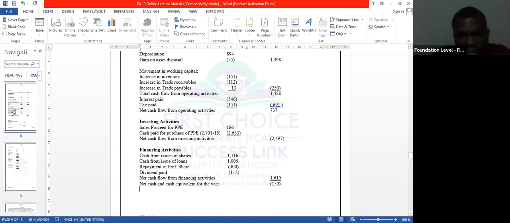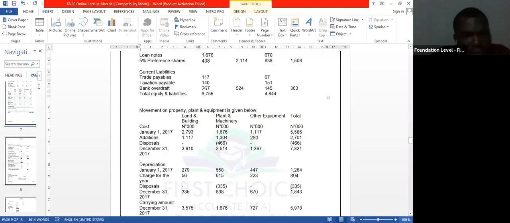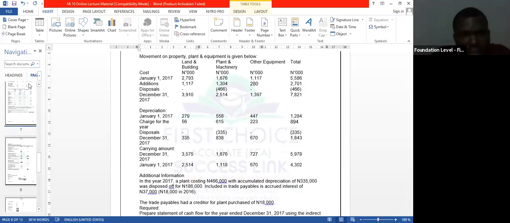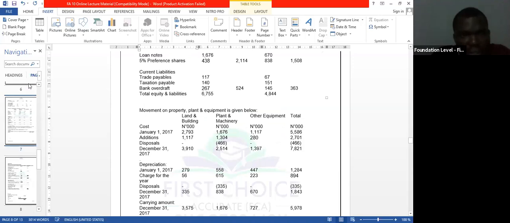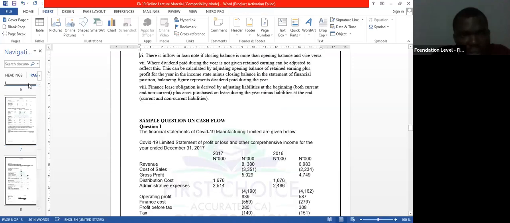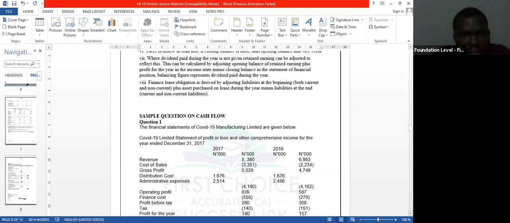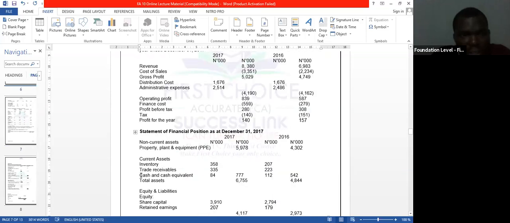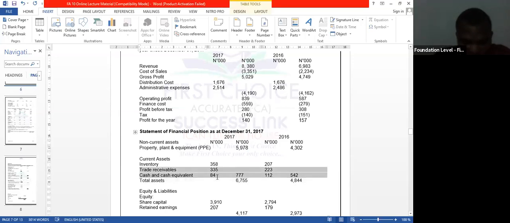For year 2016, what do we have? So we come back to this column here that we have in our question. Let me show you what we have in our question here. If you look at the cash and cash equivalent here, we have 4 as at 2017, and we have 112 as at 2016.